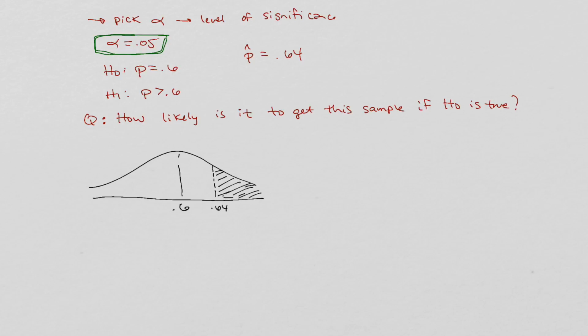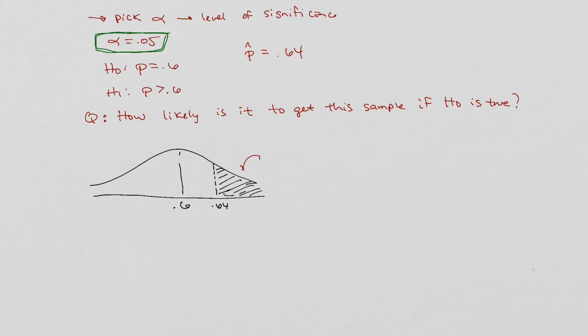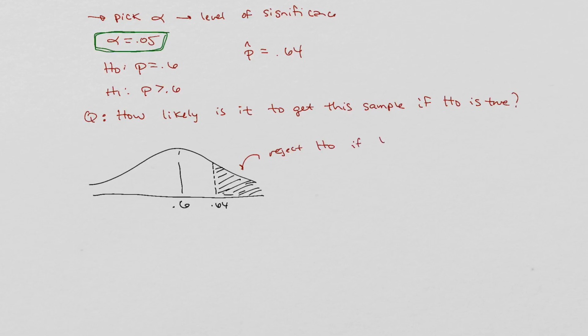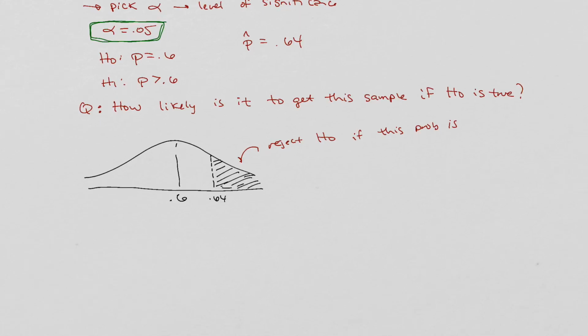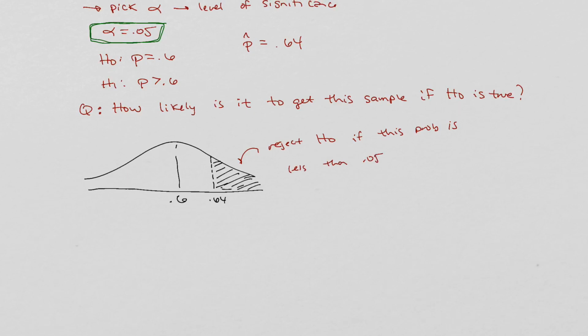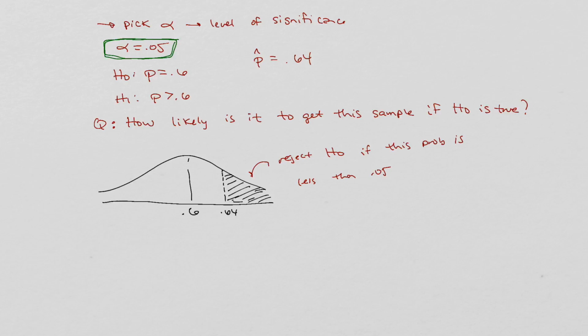Okay, so again, what we're going to do is we will reject H naught, the null hypothesis, if this probability is less than 0.05, because that's what we set alpha to be. Because what that would mean is that this sample would only happen 3% of the time, or 4% of the time, or 2% of the time, which is less than alpha. So we would actually reject that.